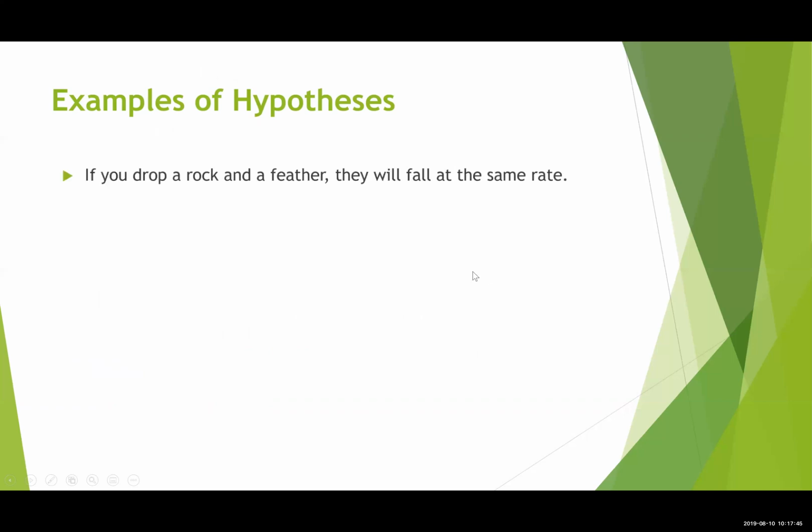So here's an if-then example. If you drop a rock and a feather, they will fall at the same rate. Now, it doesn't say the word then, but if you drop a rock and a feather, then they will fall at the same rate. That's an if-then statement, okay?